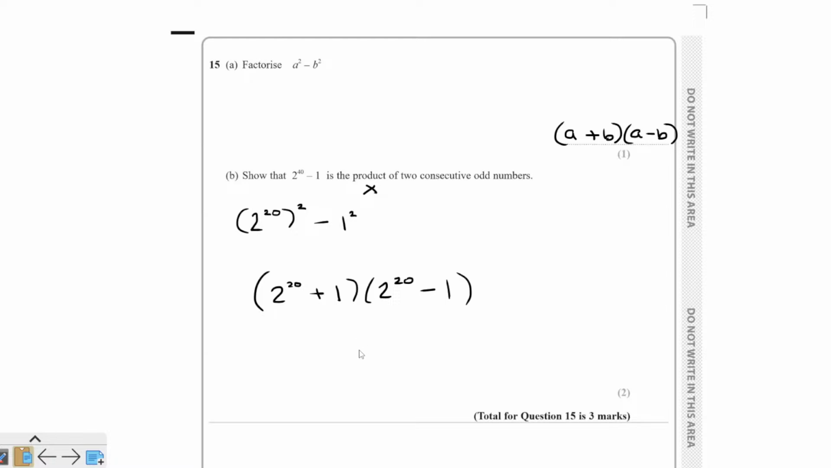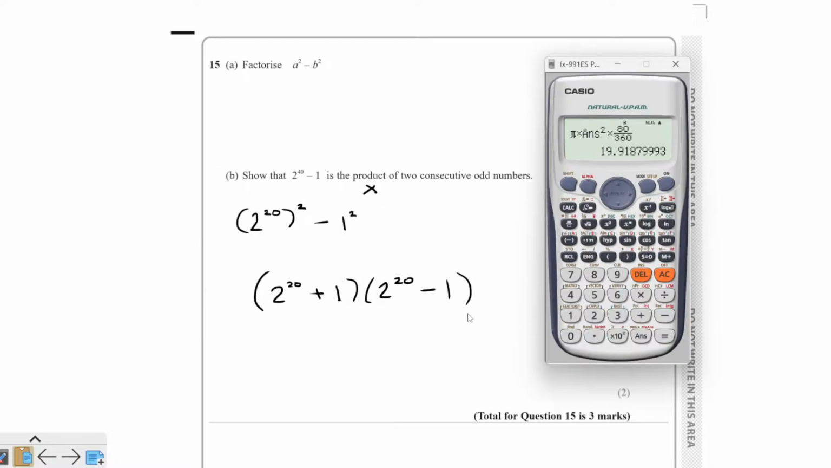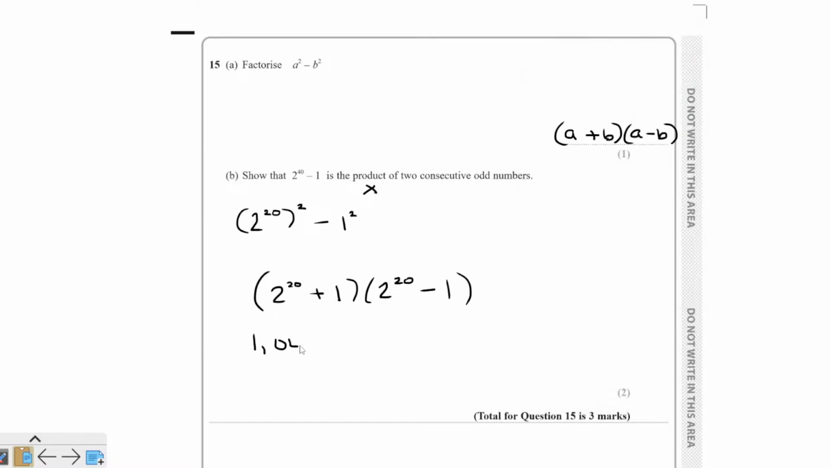Now, the way that I proved that they were 2 consecutive odd numbers is I literally just typed it into my calculator, as in each bracket separately. So, 2 to the power of 20, and then I put plus 1, is this, and they've said prove that it's 2 consecutive odd numbers. Well, luckily it's an odd number, so we've got, let me write this down, 1,048,577. And then that, which is the first bracket, isn't it, is multiplied, or the product, by the second bracket.